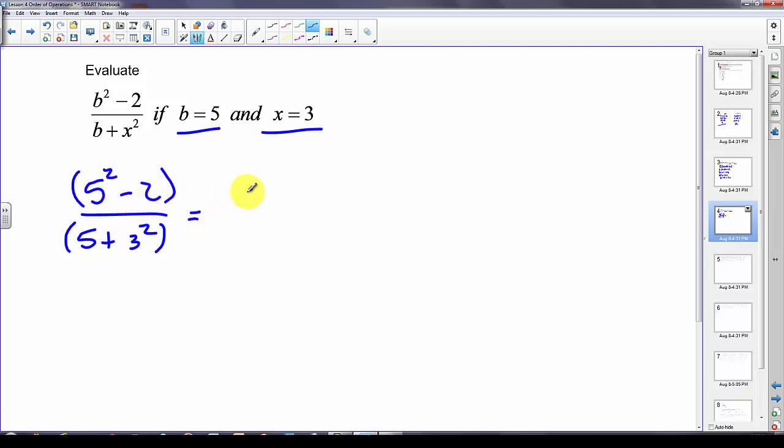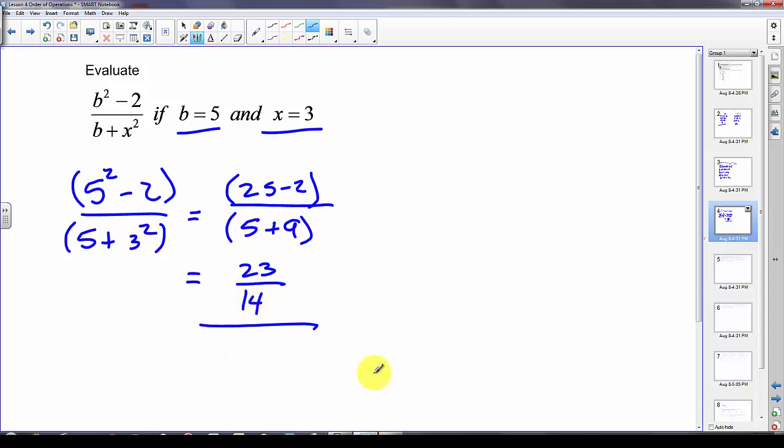Therefore, within these parentheses, I have 5 squared, which gets me 25 minus 2, and then 5 plus 3 squared, or 9. 25 minus 2 ends up being 23, and 5 plus 9 is 14. And we're just going to leave that as is. We aren't going to convert to a decimal, sorry.